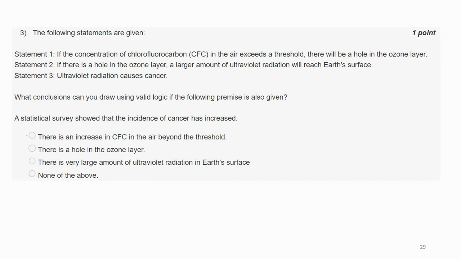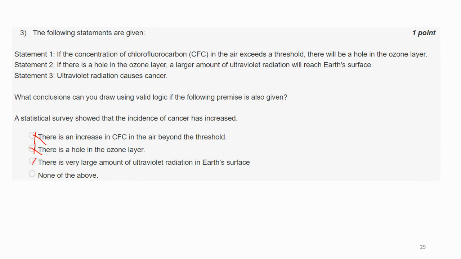So then the first one is again not correct. Second one, there is a hole in the ozone layer. Following the same trend, we cannot say whether there is a hole in the ozone layer or not. And the third one, there is a very large amount of UV radiation on the Earth's surface.